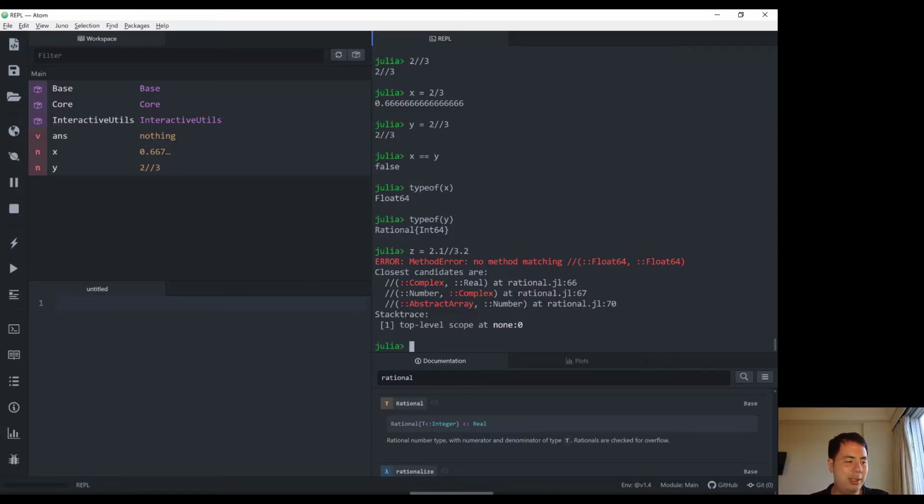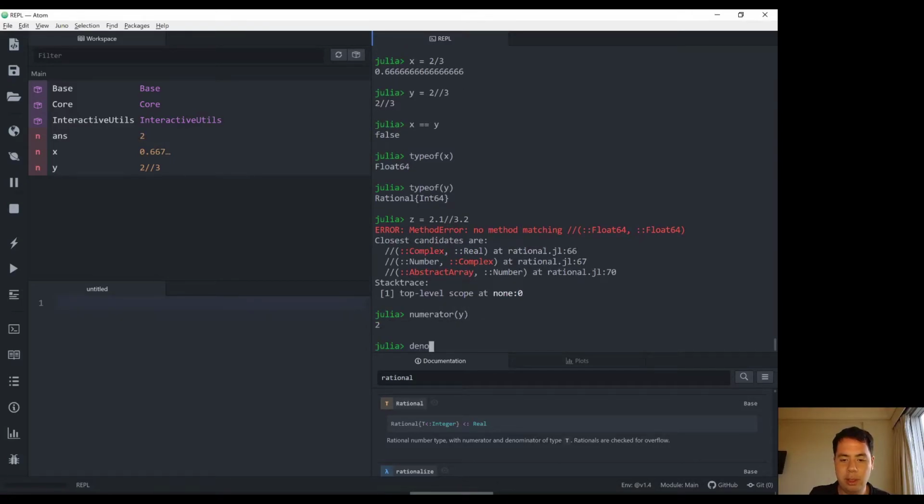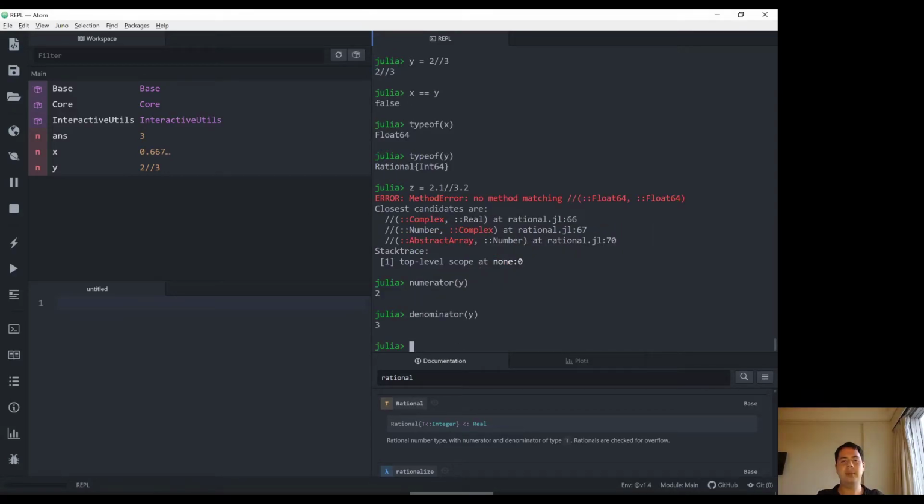What else? Let's see what else we can do with these. So we can pull out the numerator of Y, which should give us 2, and the tab works? Yes, denominator of Y gives us 3. So this means that we can get Julia to do our fractions homework.